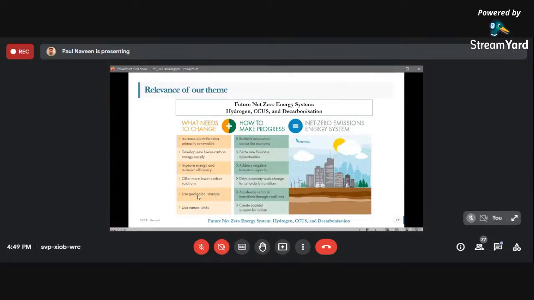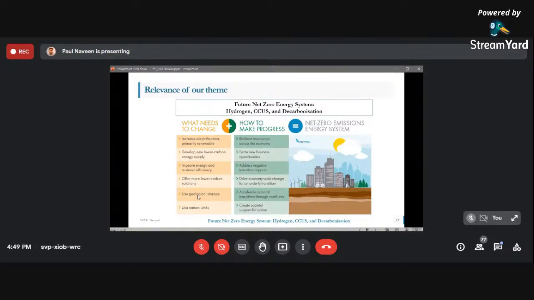These are the progresses that have to take place so that we can redirect our country's economy. We can seize new business opportunities, avoid negative transition impacts, and drive our economy toward wider change for an orderly transition. It shouldn't be a jumbled transition, but an orderly one. This has to be a collective work of every person in society. That alone can help us move towards a net zero emissions energy system by the year 2050.